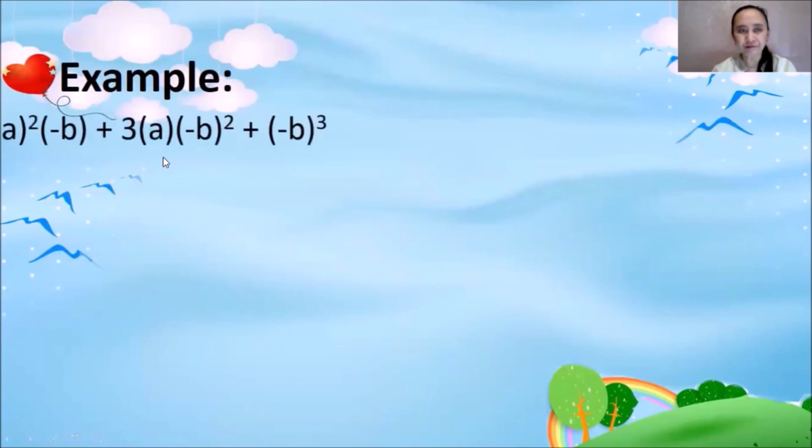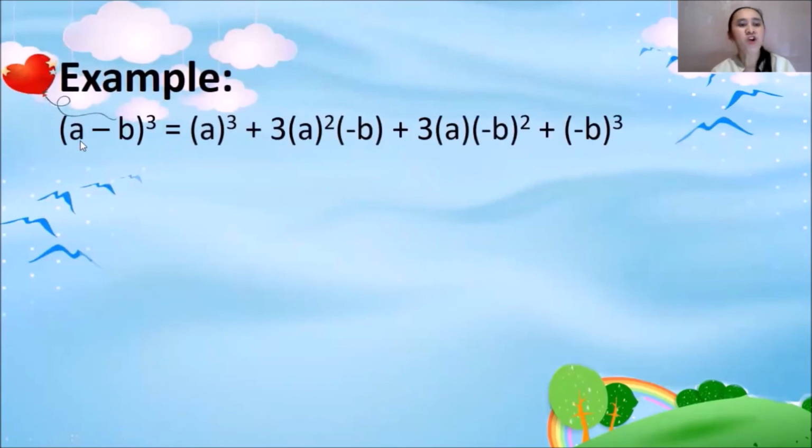Example. Okay, the quantity a minus b cube. The quantity a cube, a times a times a. Then, thrice the product of the square of the first term, so a squared, times the second term, so times negative b. Plus 3 times the product of the first term a and the square of the second term, so the quantity negative b squared, plus the quantity negative b cubed.